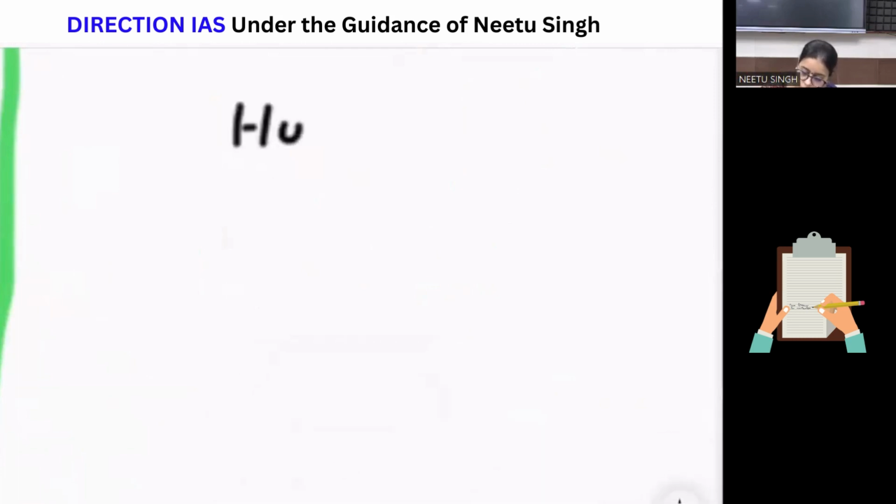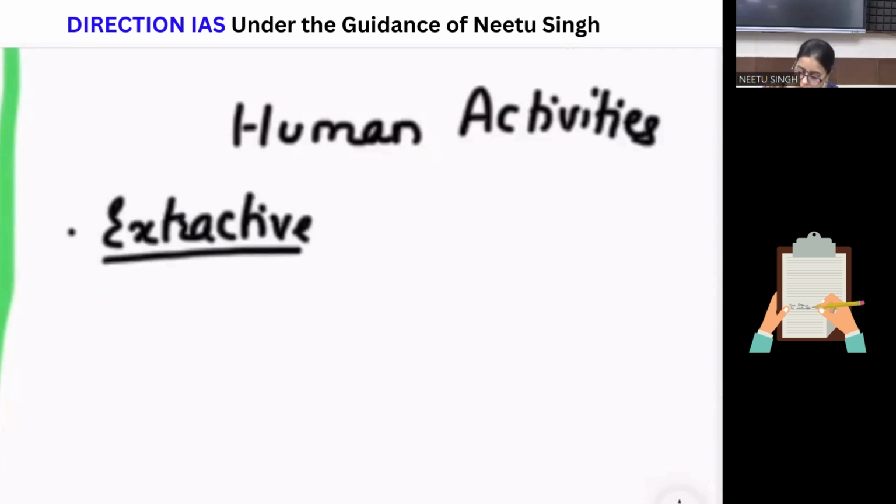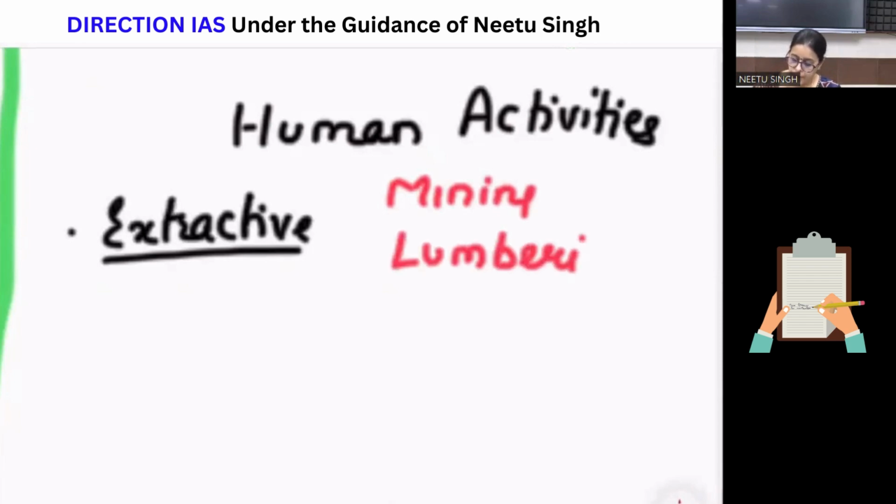When I talk about human activities, they are basically categorized into 4 categories. Which are the types of activities we humans are engaged in? One is called extractive. Extractive is basically when you are extracting something from nature. So extractive industry includes which type of activity? Mining, right? Lumbering. When I'm lumbering from taiga forest, it is extractive. When I'm fishing from Dogger Bank, it is extractive.